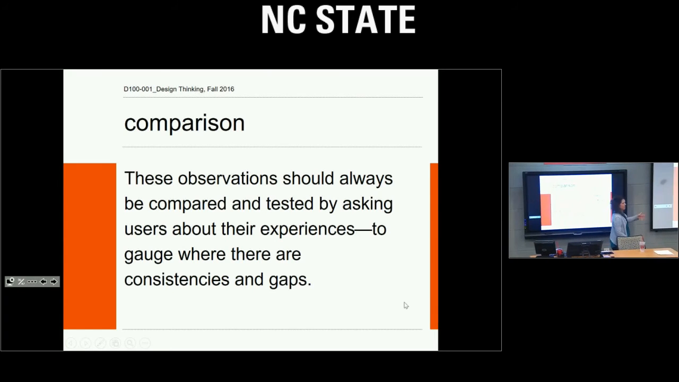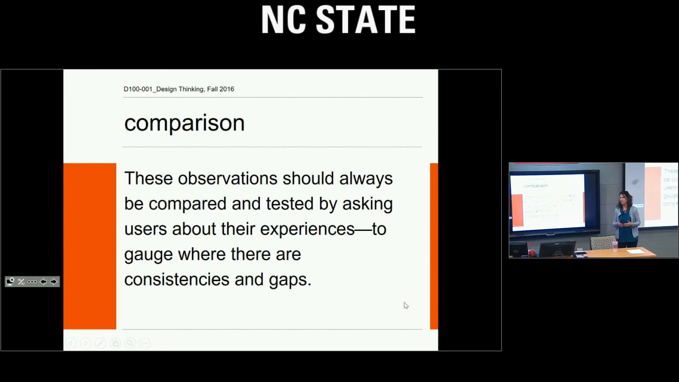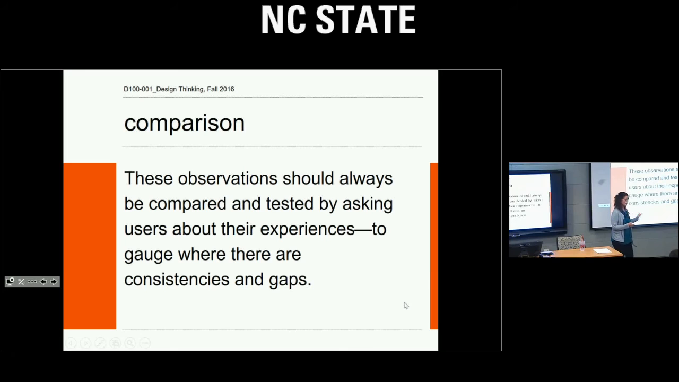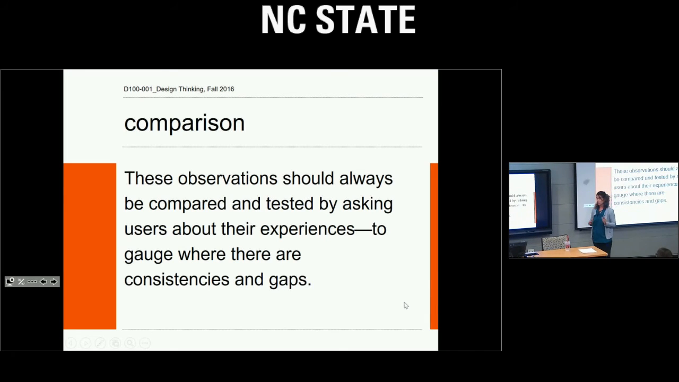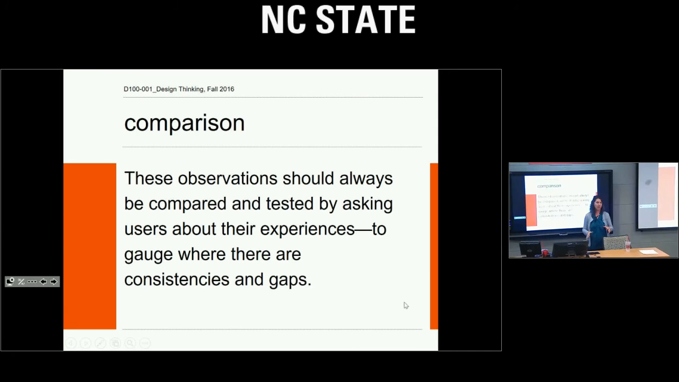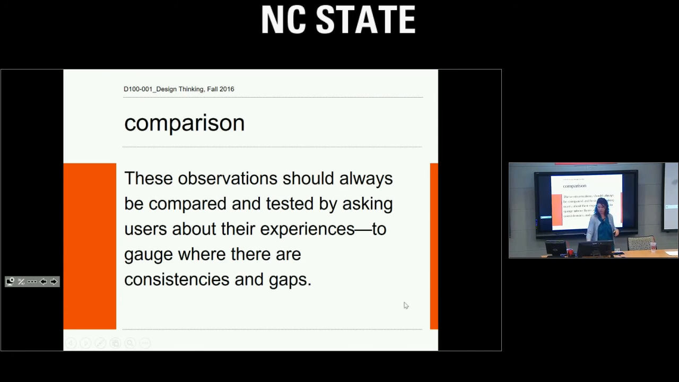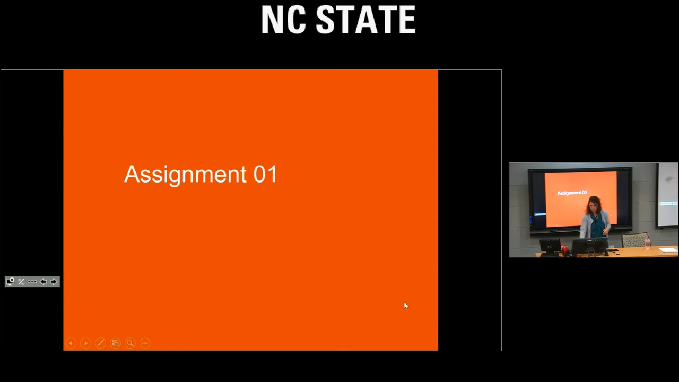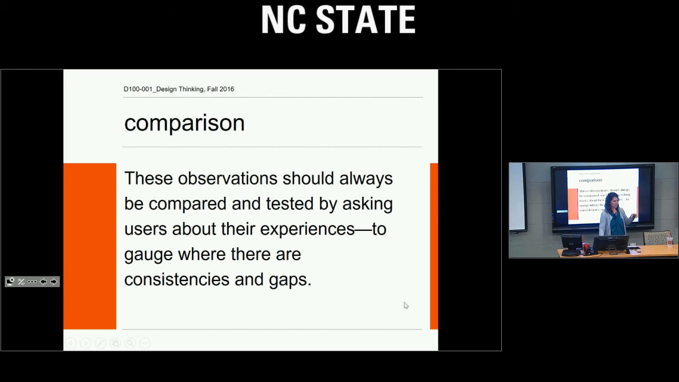And then you want to compare these, right? So we're going to ask you in this first assignment to use multiple methods. You're going to be going back to the place that you're observing, wherever you're observing, multiple times. So we want you to use potentially multiple methods. You don't have to. You can use the same method if there's a clear reason, like if you really want to compare something again and again. But they should always be compared and tested by asking, right? So I already kind of said this. As a part of this assignment, you are going to be asked to interview, casually for this one, a couple people to compare against your findings.